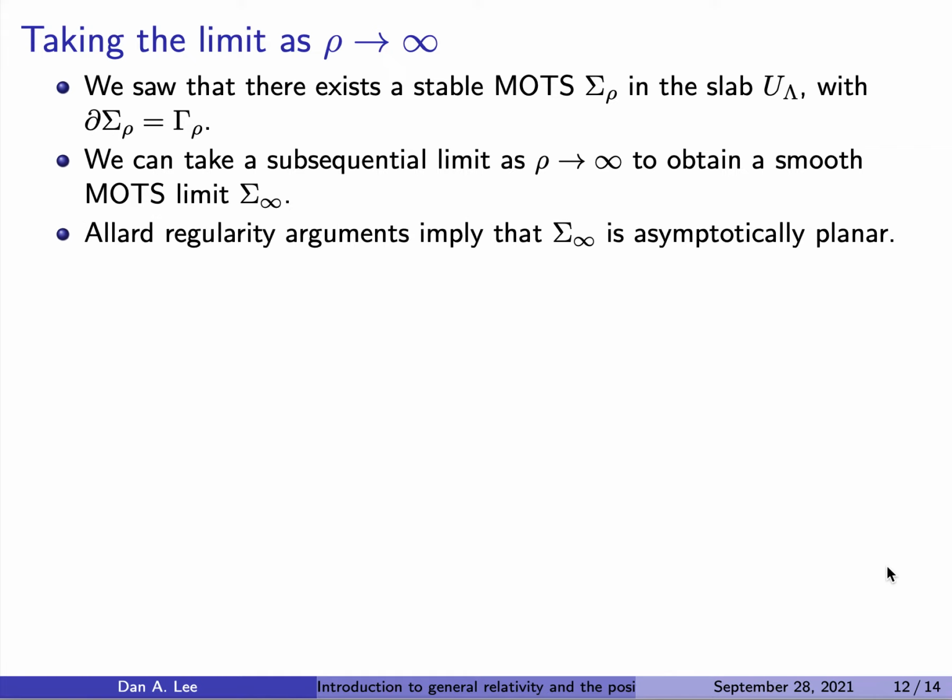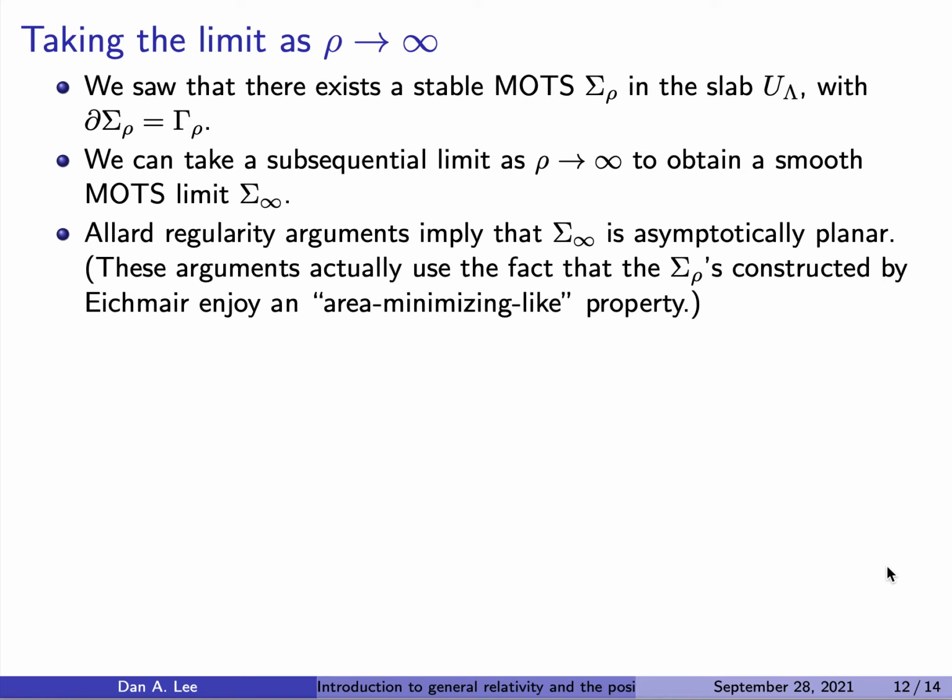Allard regularity arguments also imply that sigma infinity is asymptotically planar. So not only is it locked between the slab, but it can't just be going crazy out there. It has to be like a nice graph out near infinity, and in fact, it has to be asymptotic to a plane. On the technical side, to make these arguments work, it's not enough that they be stable MOTS. We're actually using the fact that the MOTS that Eichmair constructs enjoy an area minimizing like property. If you're used to working with minimal surfaces, then you might think there are some standard arguments that make these things work, and those arguments essentially carry over as long as we have this area minimizing like property.